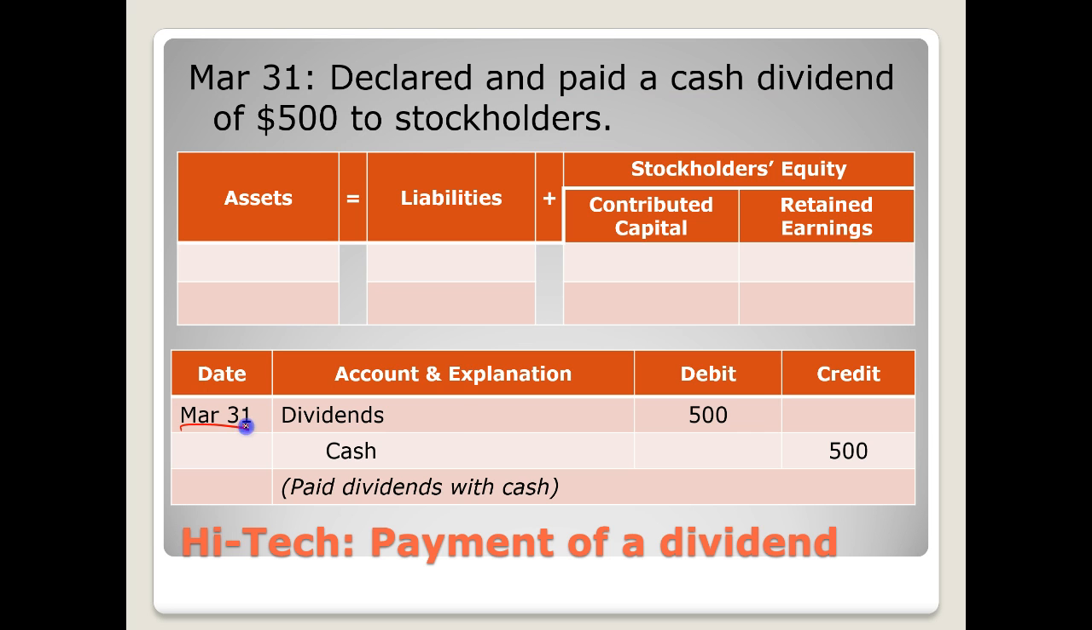So on March 31st, there is a debit of $500 to the dividends account because we decreased stockholders' equity by issuing the dividend. We also decreased cash, which is an asset account, so that's a credit. And we put a memorandum that says paid dividends with cash. This concludes the High Tech transactions analysis.